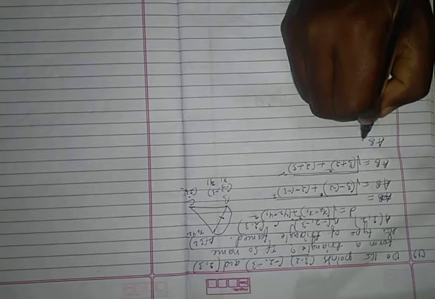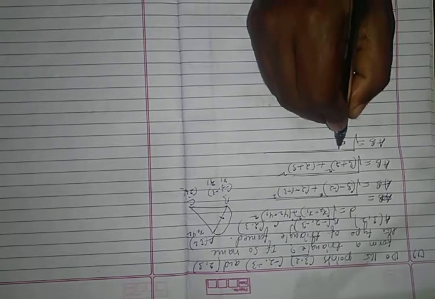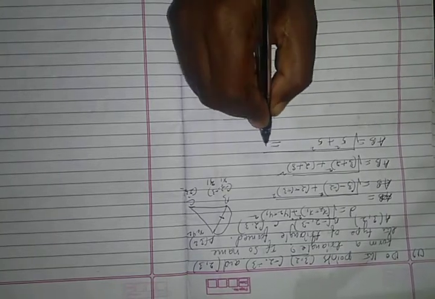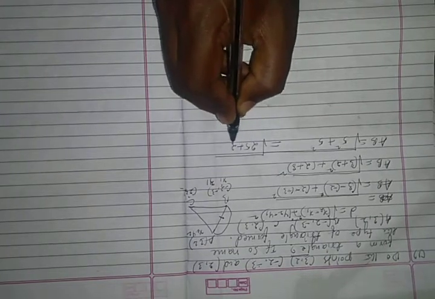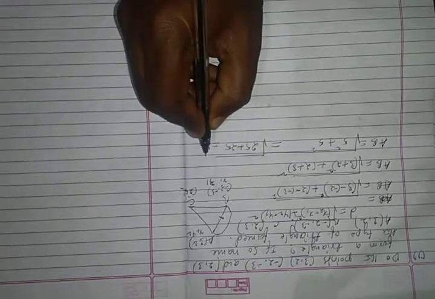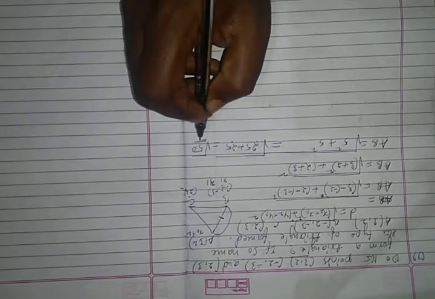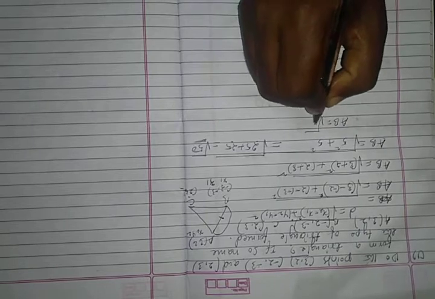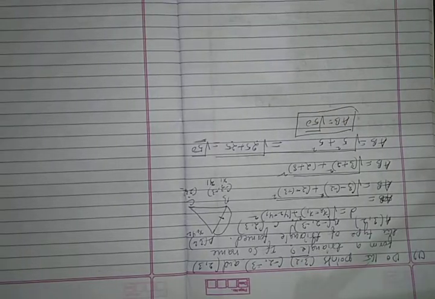Then AB is equal to the square root of 3 plus 2 is 5 squared plus 2 plus 3 is 5 squared. It is equal to the square root of 5 squared plus 5 squared, which is 25 plus 25. It is equal to root 50. 25 plus 25 is root 50. That is AB equal to the square root of 50. So the first side, the distance AB, is root 50.